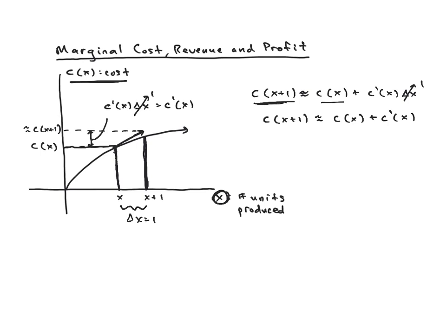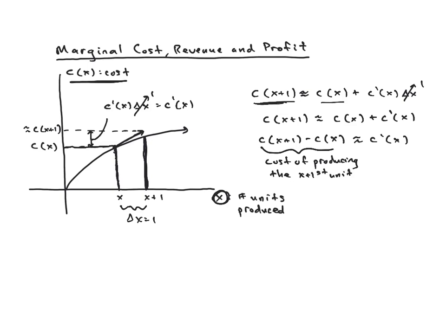All right, so one thing we can do from this is get C prime of x by itself, so we can say C of x plus 1 minus C of x is approximately equal to C prime of x. So this right here, C of x plus 1 minus C of x, this is the cost of producing the x plus first unit. All right, because C of x plus 1 is the cost of producing x plus 1 units, or the approximate cost in this case. C of x is the cost of producing x units, so the cost of producing the x plus first unit is going to be this difference here, which we can approximate by the derivative of the cost function, and this is what we call the marginal cost.